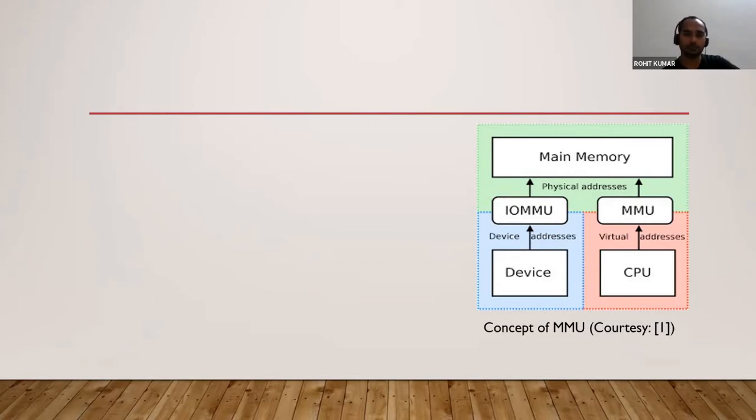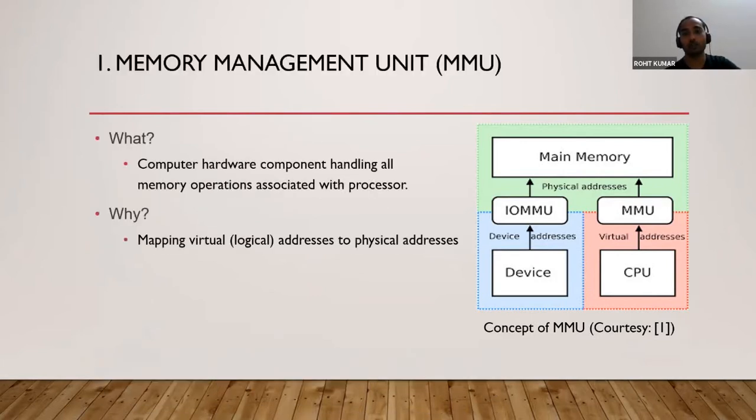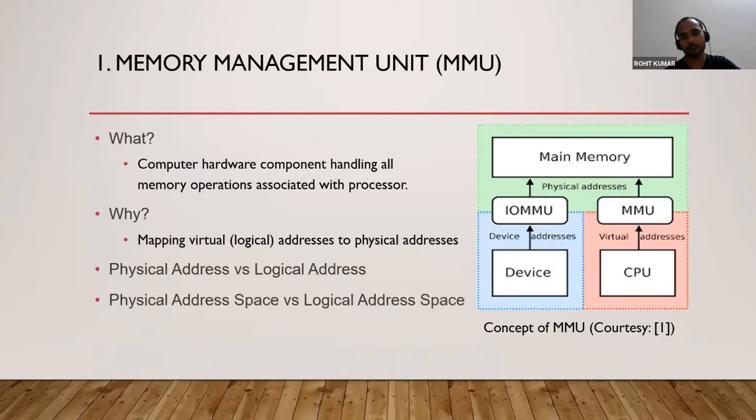So considering this particular figure, there might be some basic questions in your mind: why do we need two MMUs? Additionally, what is the concept of the MMU? Why do we need the mapping concept from physical to virtual or virtual to physical? So we will discuss all these questions one by one.